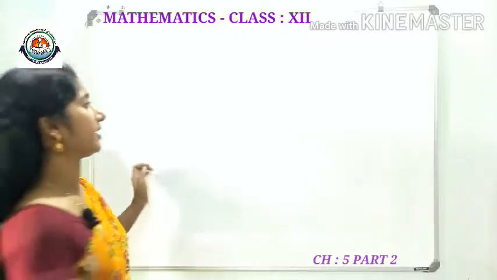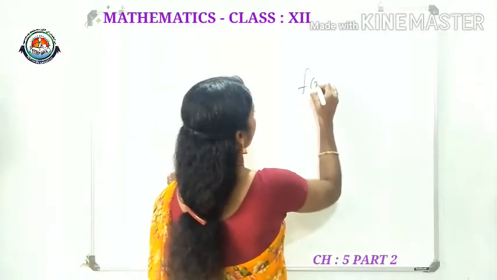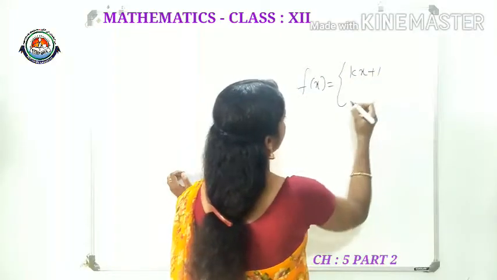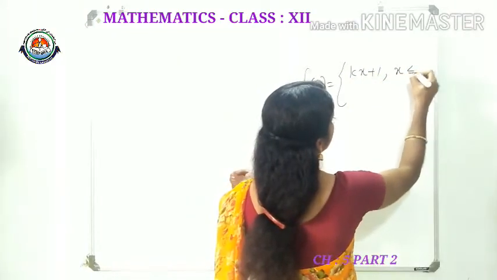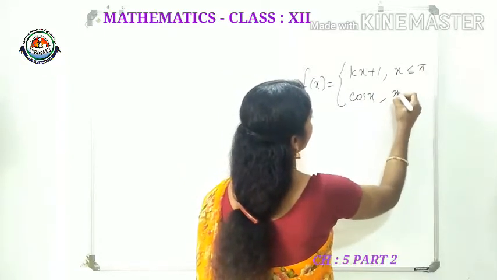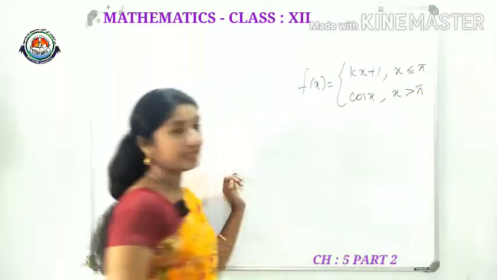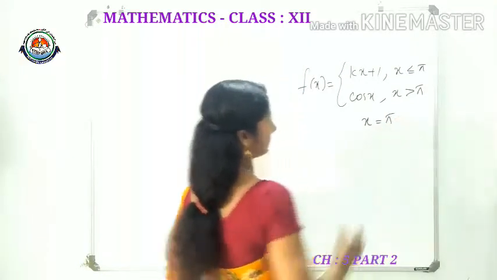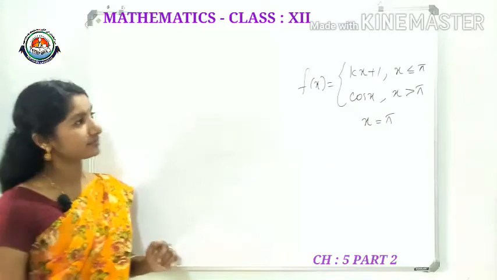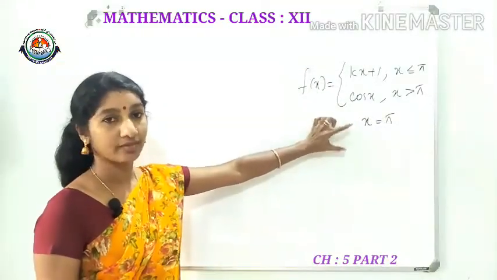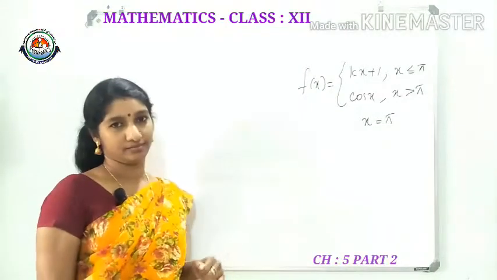One function is given like this: f of x equal to kx plus 1 if x is less than or equal to pi, and cos x if x is greater than pi. It is continuous at x equal to pi. The question is, f of x is defined like this and it is continuous at x equal to pi. We need to find the value of k.